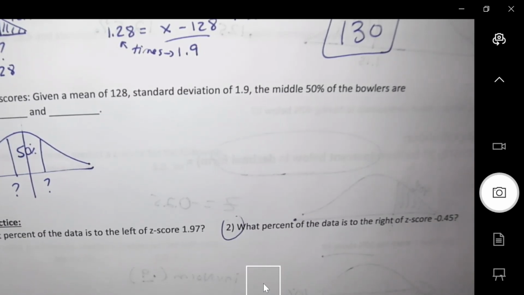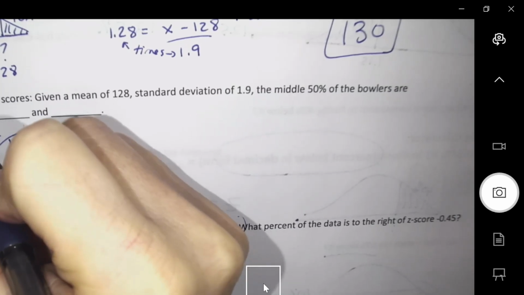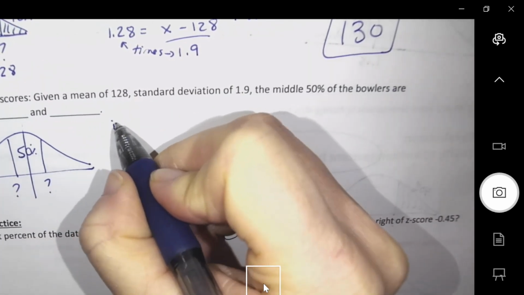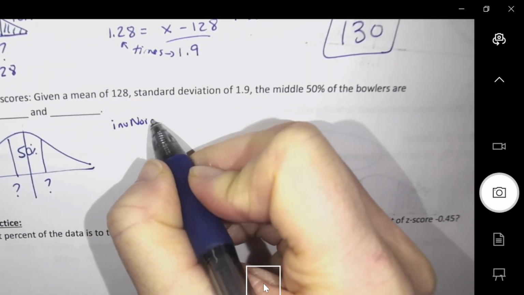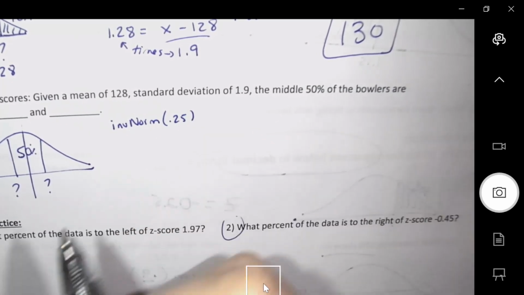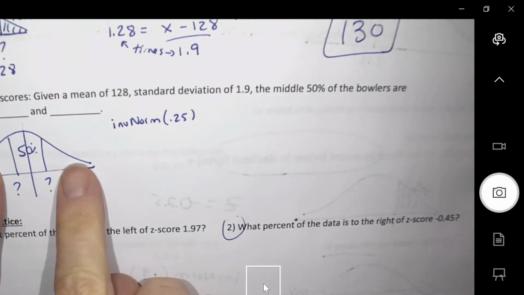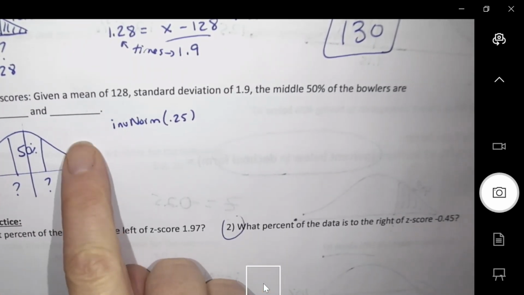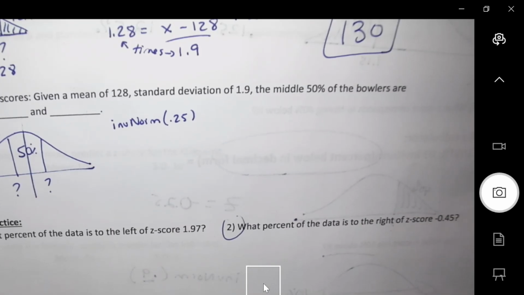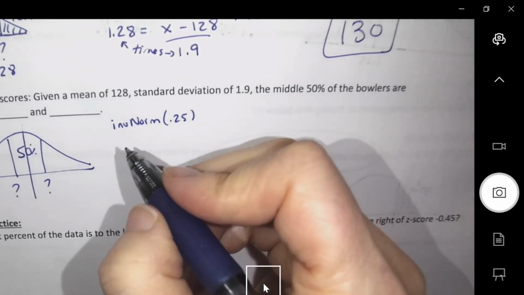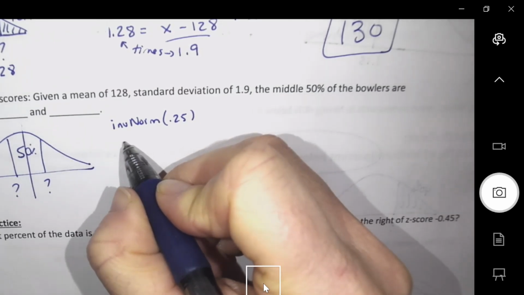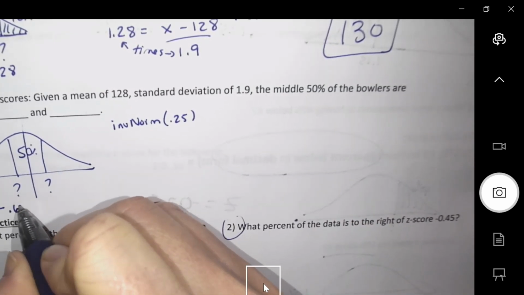How are we going to figure this out? 25%. 25%. So I'm going to inverse norm 0.25, right? Because if there's 50 in the middle, these outsides will be 50, so divided by 2, that's kind of where I would have gone with my math. Equals a z-score of negative 0.67.